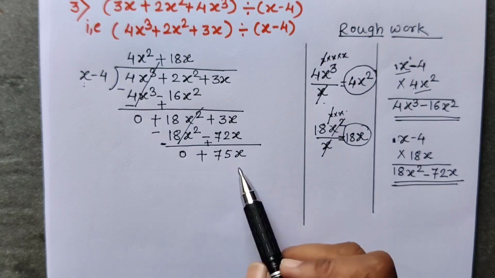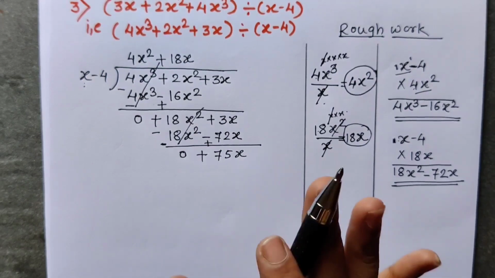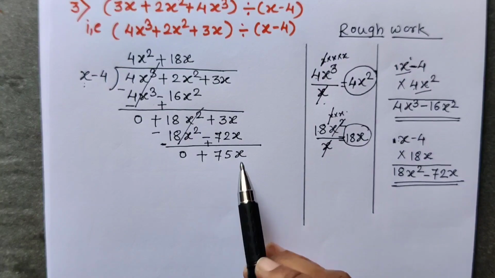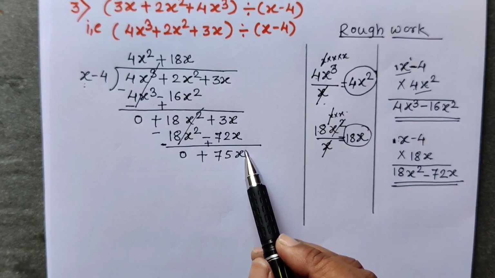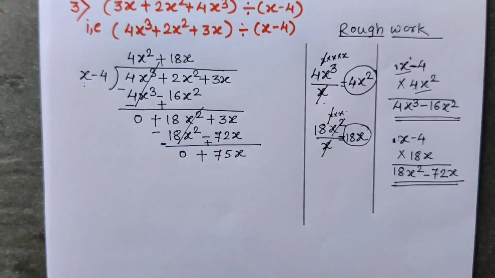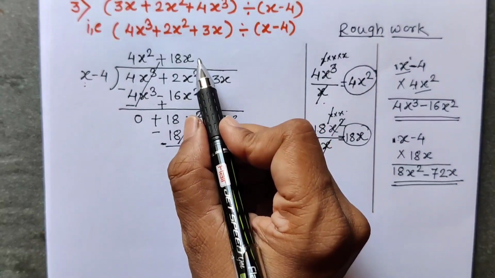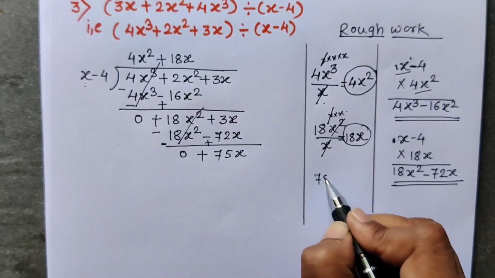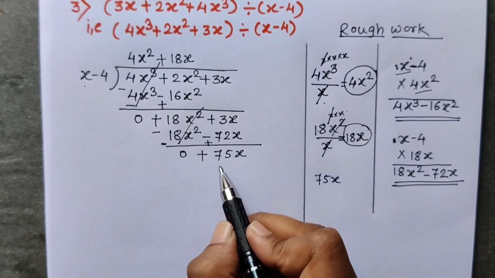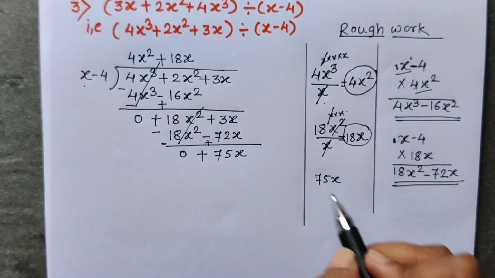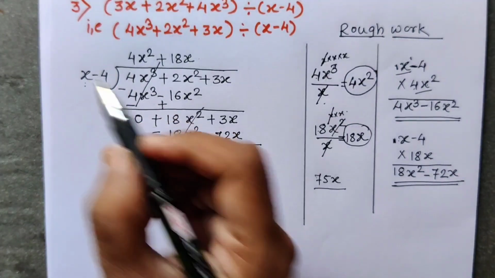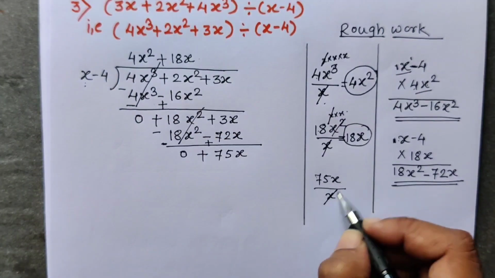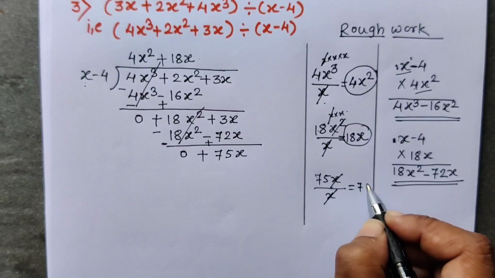If the index of the dividend is smaller, then we have to stop there. But here the index is not smaller, here the index is equal. Here it is 1, here also it is 1. So we don't stop here, we have to solve. So we have to find out what we should write in the quotient by dividing this first term 75x, only one term we are having here, 75x, divide by the first term of divisor x. So x cancelled, we are getting 75.